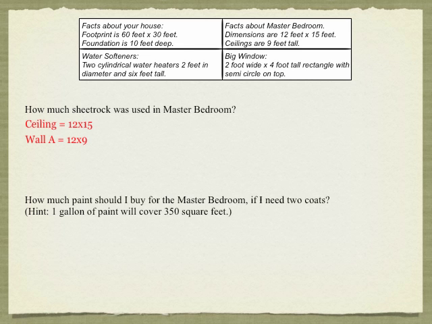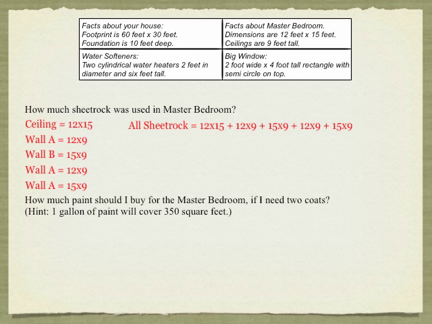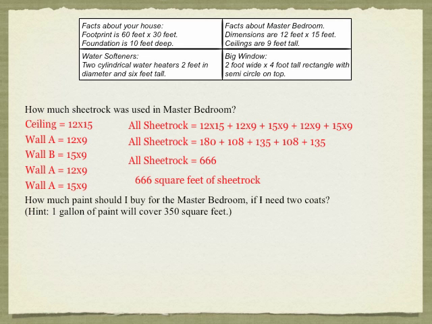Wall A, we could call it wall A, is 12 by 9. Wall B is 15 by 9. Wall C is 12 by 9, or another wall A, that's wall C. And then another wall would be 15 by 9. So I'd have all my sheetrock together. I'd have my ceiling plus each of my walls. So that would give me 666. What are my units? I was measuring area. So I have 666 square feet. I have square units per area of sheetrock.